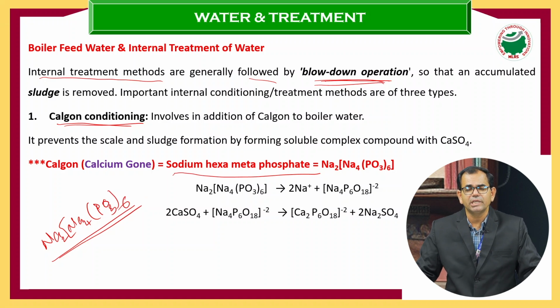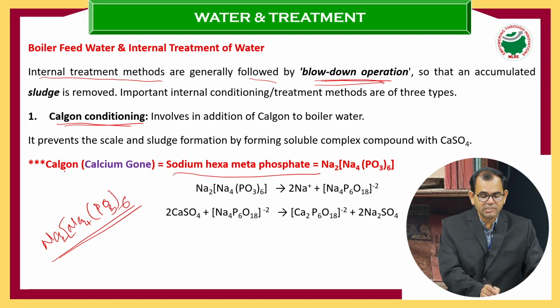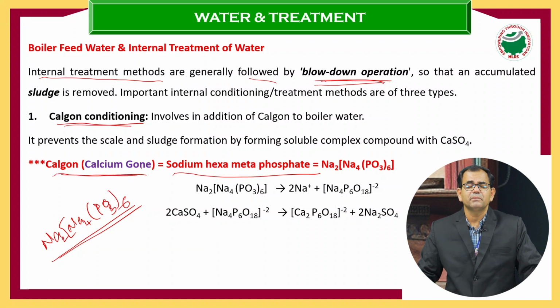That is why we call it sodium hexametaphosphate, which is a good chemical which can be used to remove the calcium. You know, calcium is in the form of hardness of water. So basically, when we talk about Calgon, calcium gone, what we are doing is, whatever calcium based salts are there in the boiler water, we are removing the calcium based salts from the water.